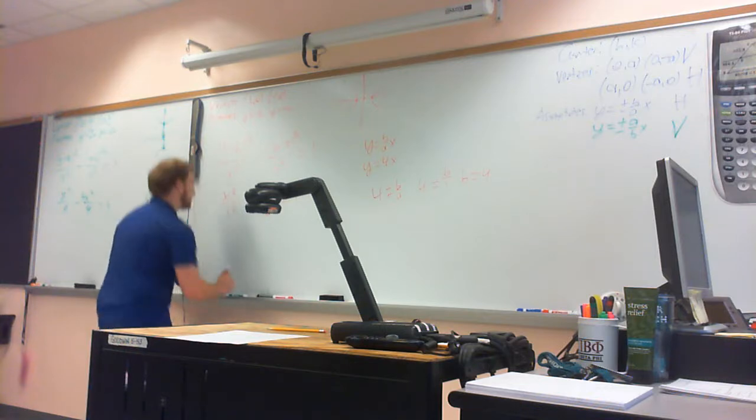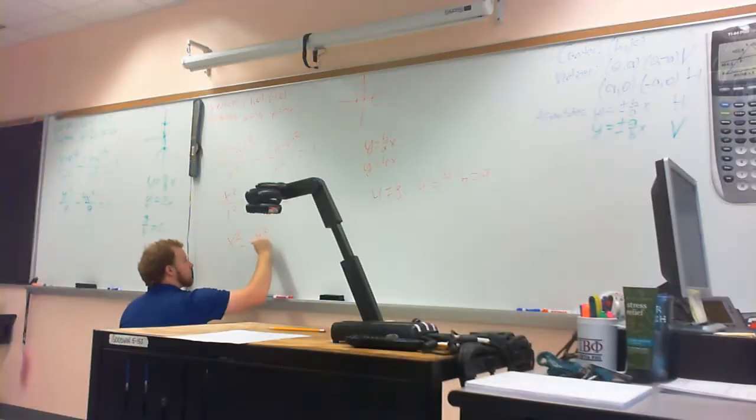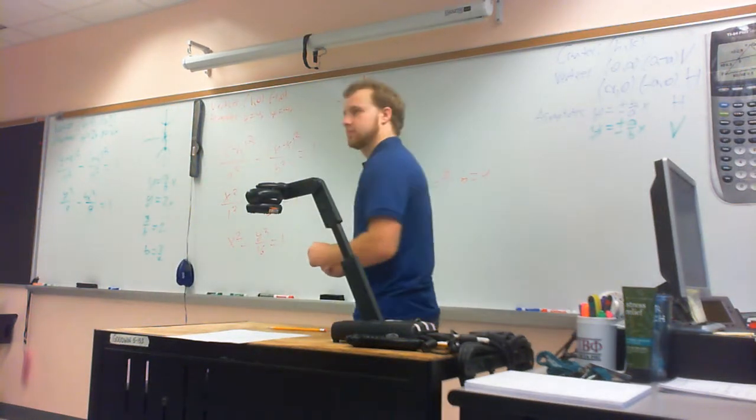So I'll rewrite the whole thing down here. X squared minus y squared over 16 equals 1. Good. Cool. Questions?